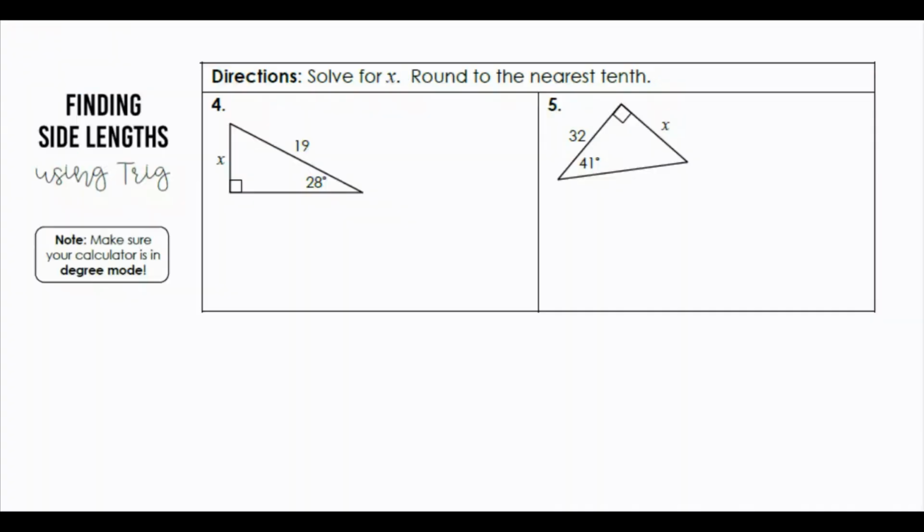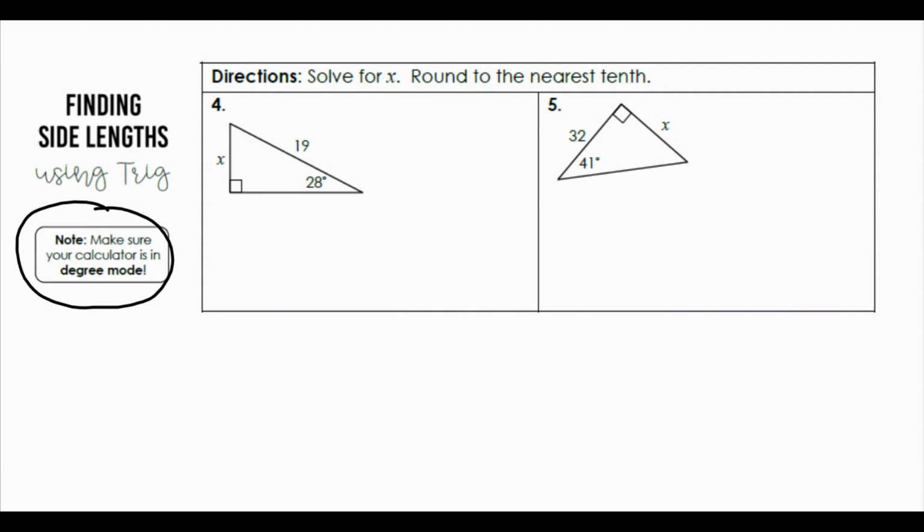Next, let's look at finding side lengths using trig. One thing we need to make sure that we do is put our calculator in degree mode, as if you have your calculator in radians, it will throw off your answers. Looking at number 4, we have a 28-degree angle measure, a side length of x, and a side length of 19. Now we'll relate all of our trig ratios based off the angle.